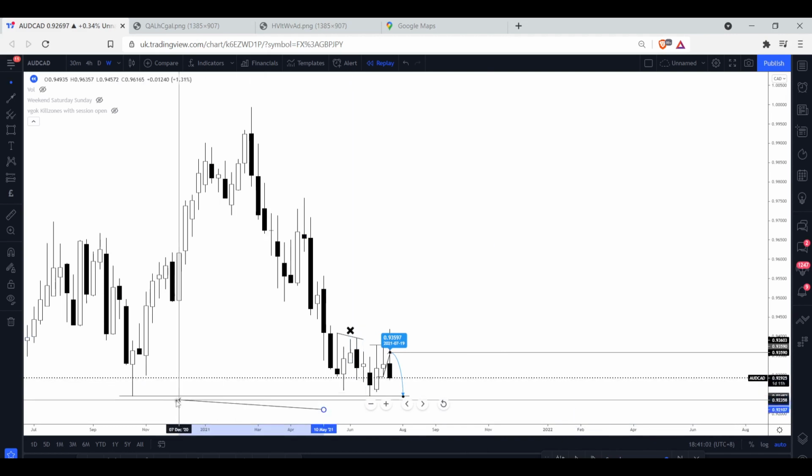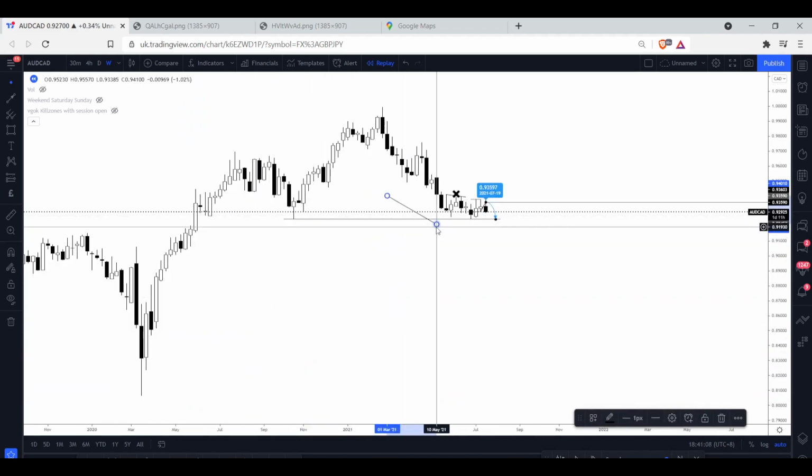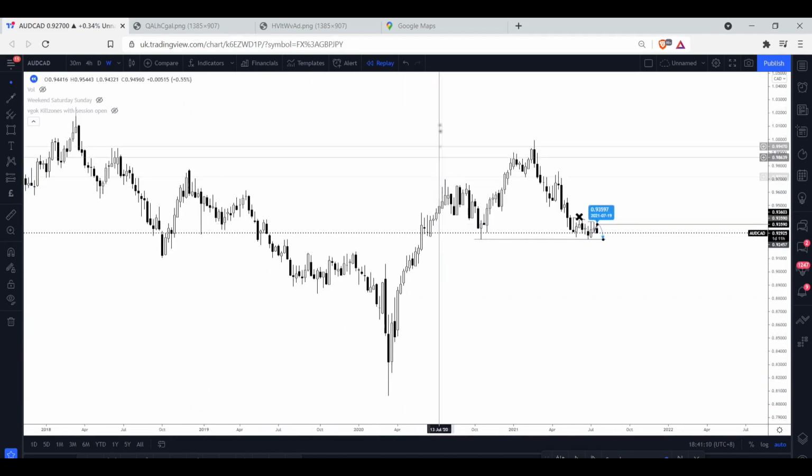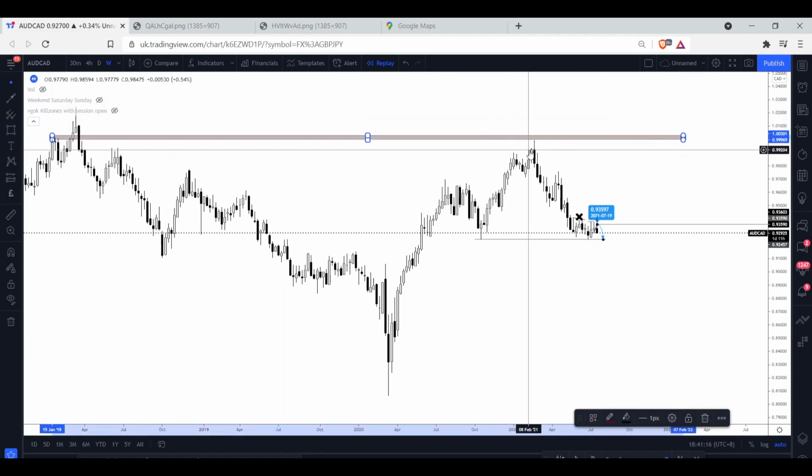Now, what else do we have? We also have some clean equal lows. We have some liquidity. We have that double bottom where a lot of retail traders are looking to take trades. We've also come into a prior level of supply.